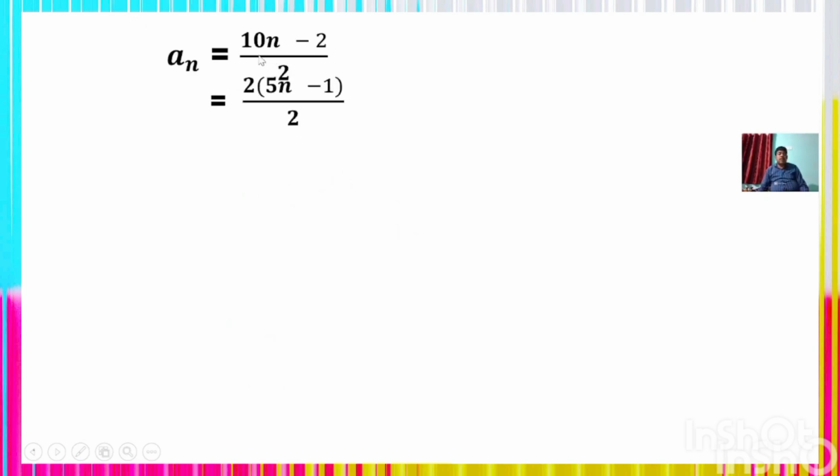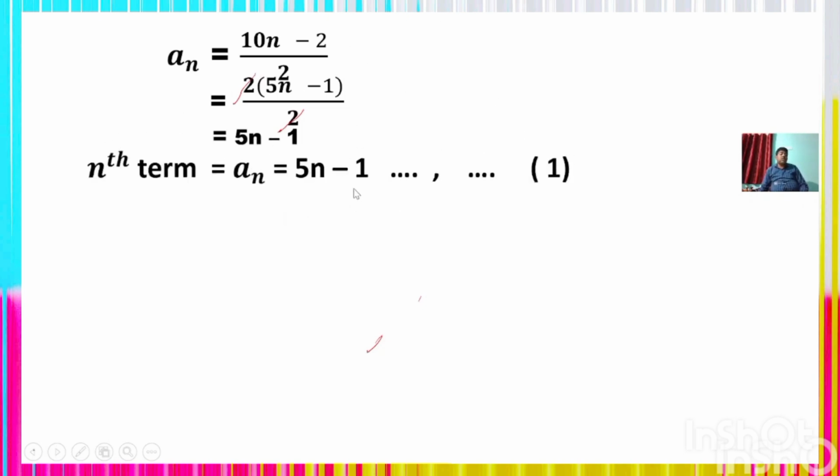You can take 2 as a common factor from the numerator, and it will be 2 whole into 5n minus 1 whole divided by 2. Again, students, we can cancel here; 2 can be cancelled, and after cancellation you will get the general term an is equal to 5n minus 1. This is what you have to find out, which is a linear equation. So it is clearly an arithmetic progression, because any linear equation is the general term of an AP. Thus the general term of the AP, an, is equal to 5n minus 1.